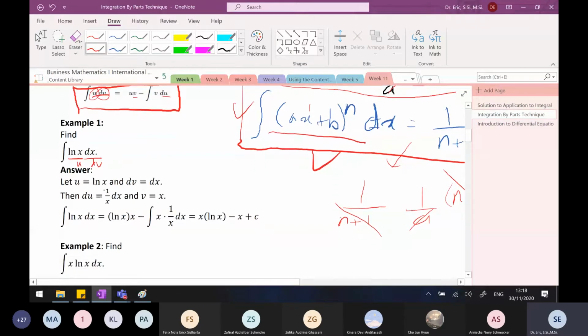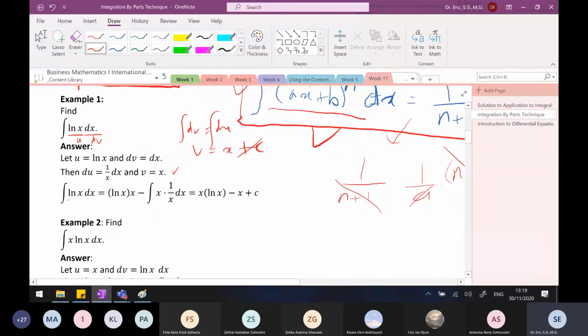So u is ln x, dv is dx, so I have to find du. du/dx, the derivative of u with respect to x, is 1 over x. So du equals 1 over x dx. What about dv equals dx? I can integrate both sides, so it will give you v equals x. Yes, plus a constant, but in the integration by parts technique, we will leave out c. So v equals x.